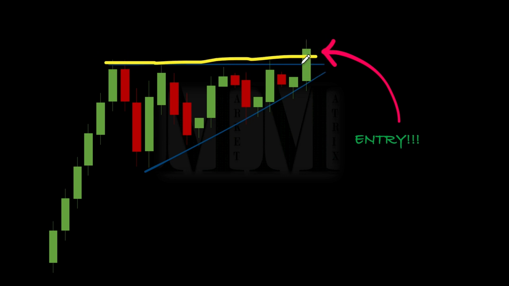What some people do even is once it breaks, they don't even wait for it to close. They enter once it breaks this trend resistance, which I personally don't think is a good idea, to instantly get in once it breaks. At least wait for it to close if you're going to trade it this way.